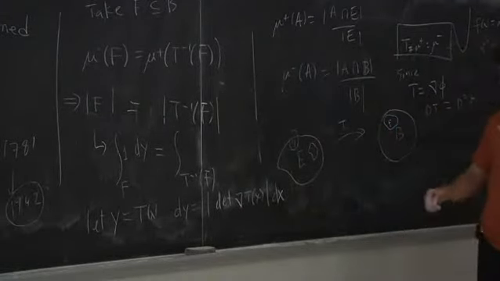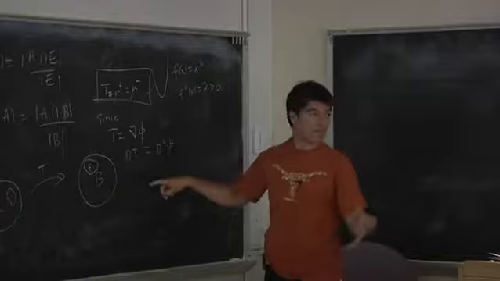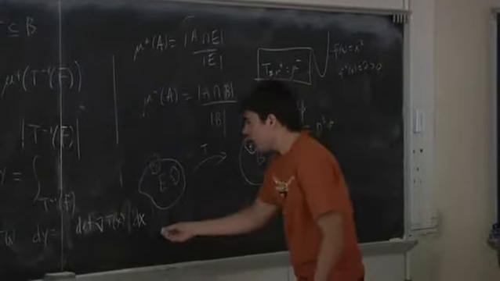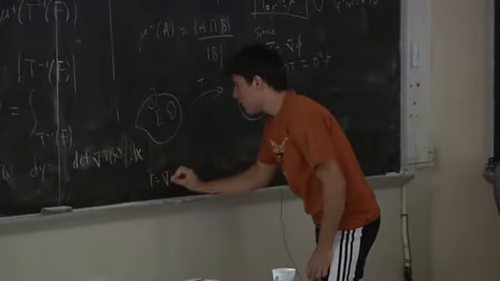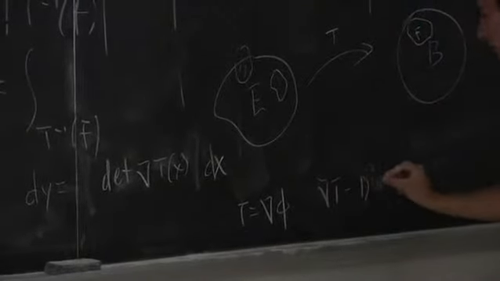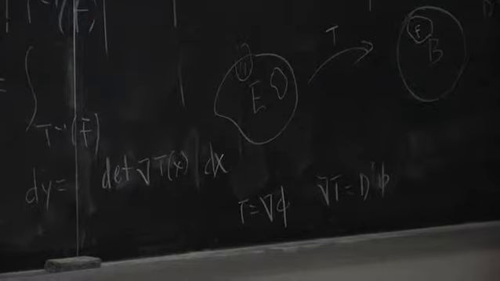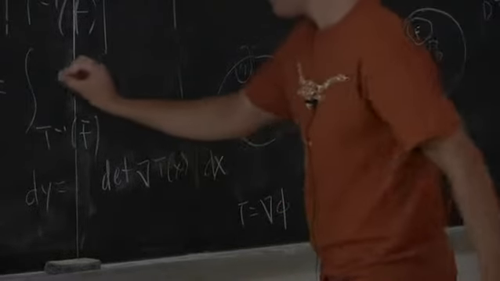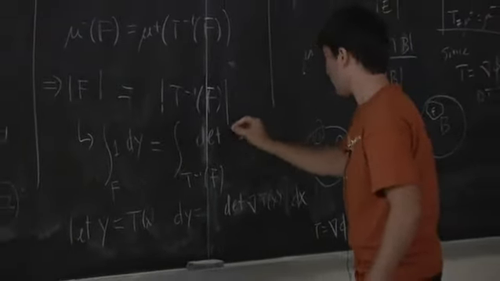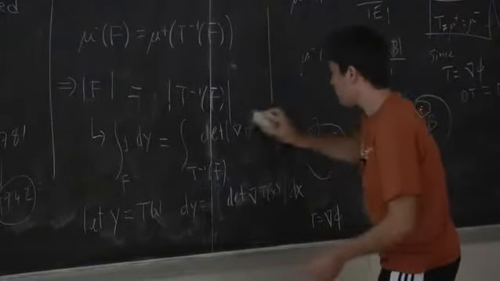But now we use the fact that the determinant of the Hessian of a convex function is non-negative. So we can get rid of the absolute value because T is the gradient of a convex function. When you take another derivative, it's the Hessian, so grad T is the Hessian of phi. But the determinant of the Hessian of a convex function is non-negative. So we can get rid of the absolute values, and we just put the determinant of grad T of x dx.